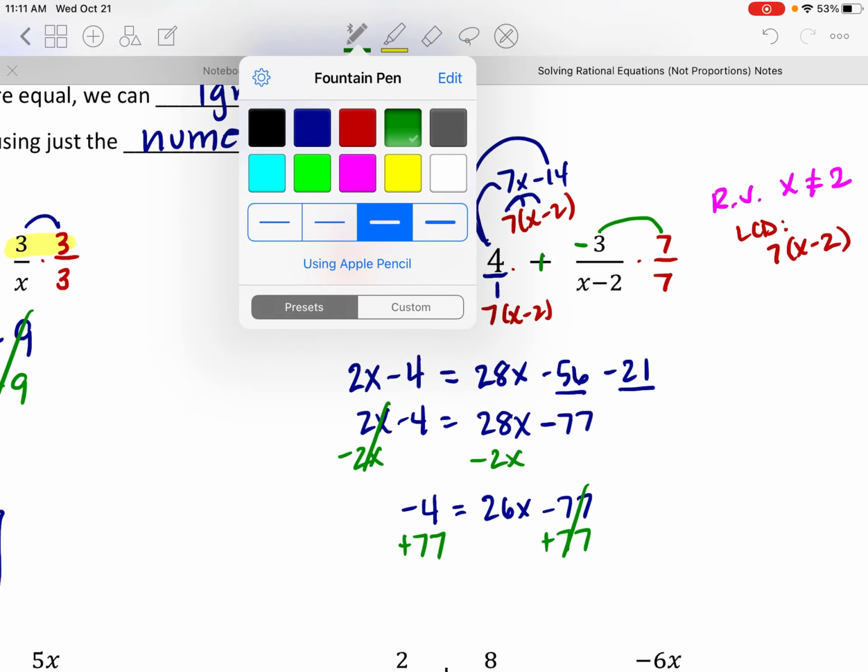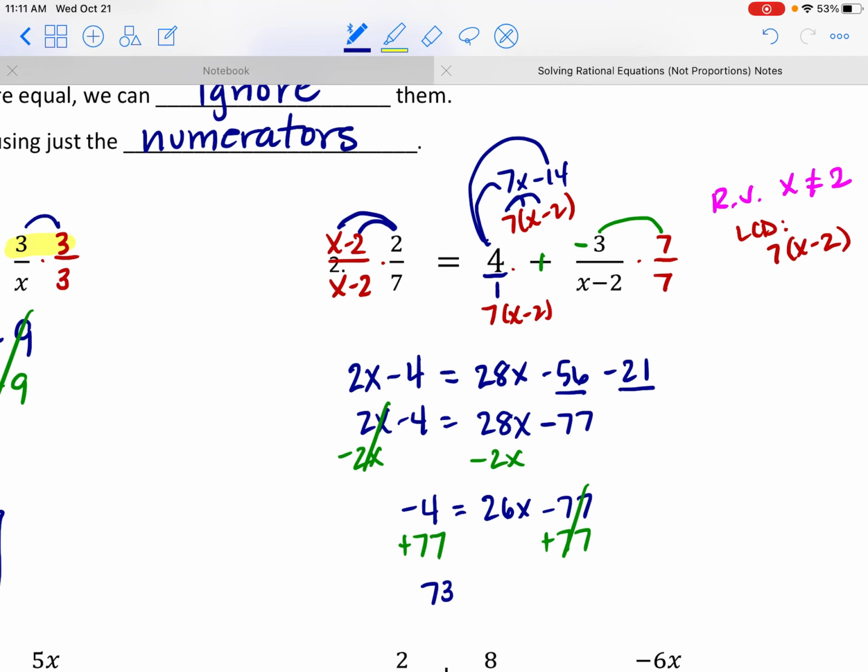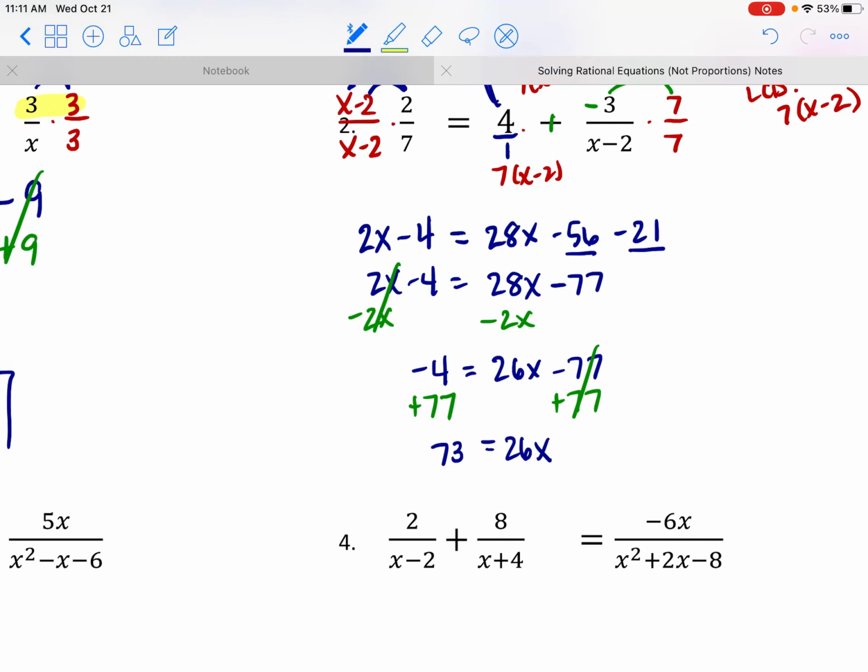And now I have 73 equal to 26x. And now I can divide both sides by 26.